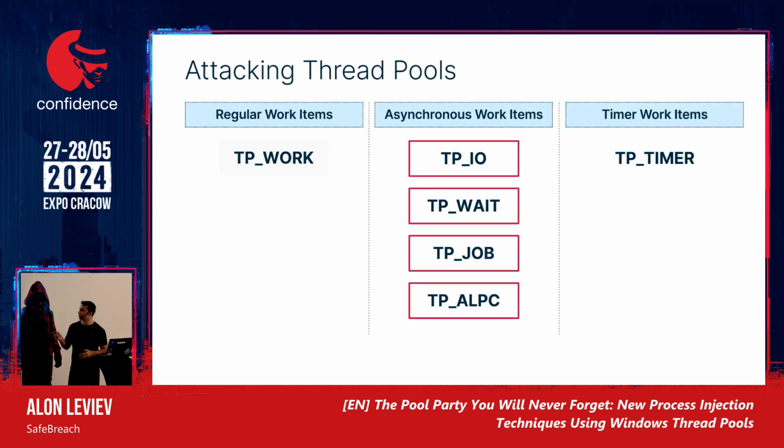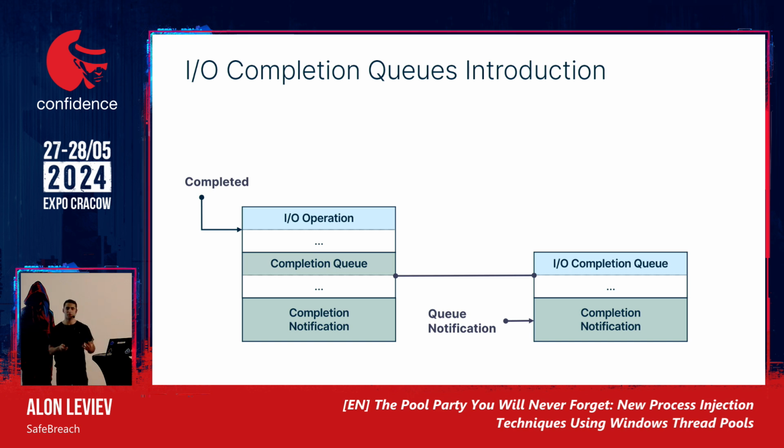Asynchronous work items are associated with Windows objects, and they're executed asynchronously once an operation on the object is completed. And all of these work items are queued to the IO completion queue. So before we dive into how they're queued, let me first explain what the completion queue is. The completion queue is basically a Windows object that serves as a queue for completed IO operations. Notifications are inserted into the queue once an IO operation completes. So we have an IO operation on one side and the queue on the other side. Once the IO operation completes, a notification that is defined in the operation is queued into the queue.